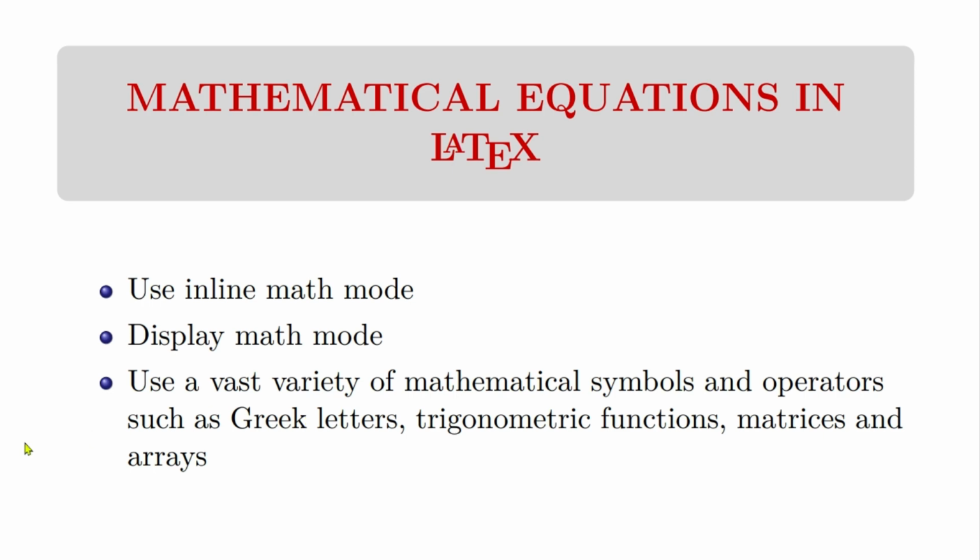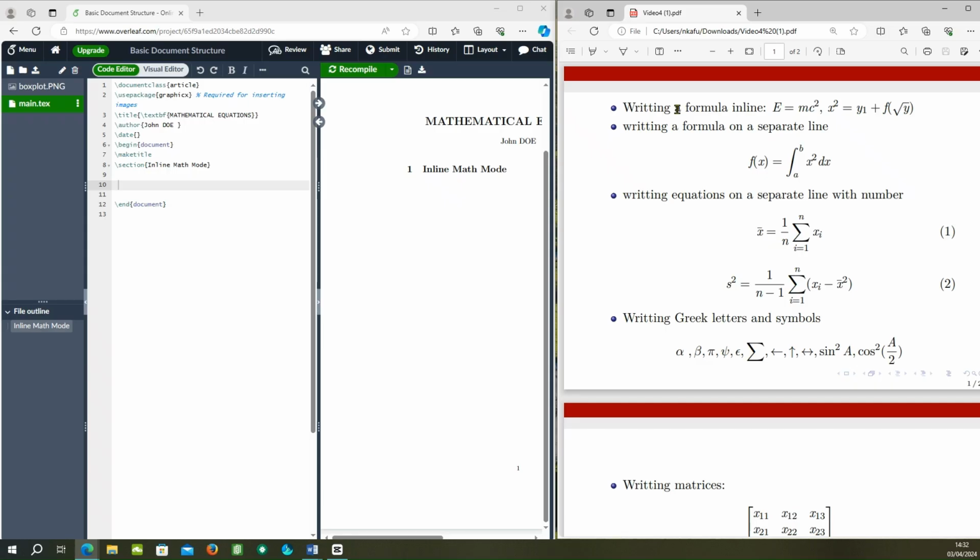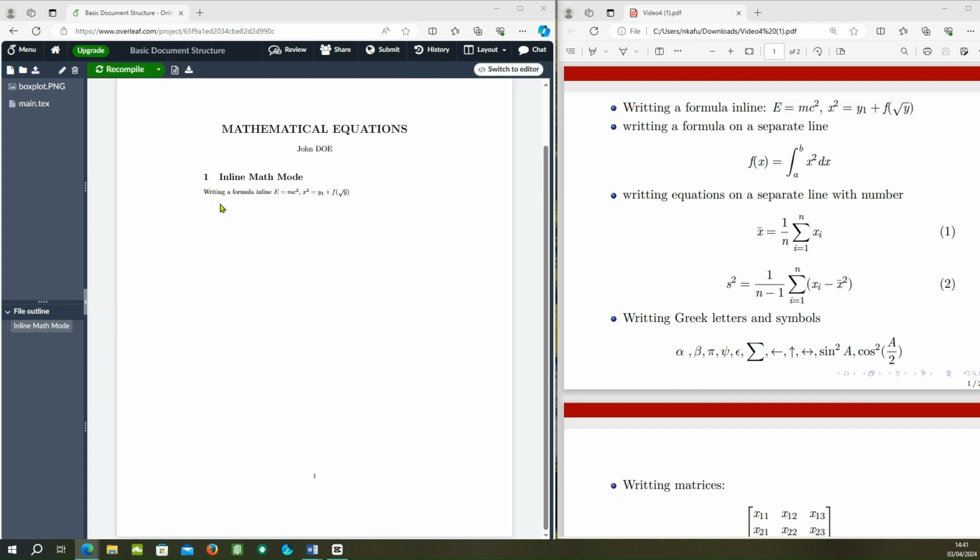So let's dive in. To enter inline mathematical mode, simply enclose your expression with single dollar signs. For example, let's enter this text in LaTeX. We start by writing our text, and within dollar signs, we write our mathematical equations. Now, for the first equation, E equals mc squared, the superscript 2 is obtained by using a hat symbol in LaTeX. And for the equation x squared equals y1 plus f of root y, the subscript 1 is obtained by using underscore 1. To have our root of y, we use the command \sqrt. Now, this is our PDF document.